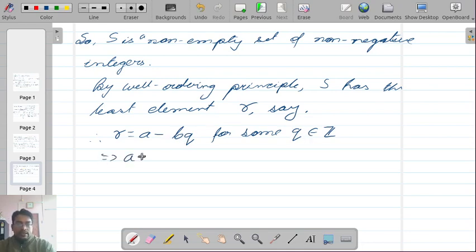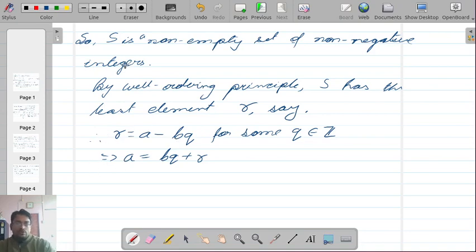So this means A is exactly equal to BQ plus R. So the existence part we have shown. So there exist integers Q and R which satisfy A equal to BQ plus R. Next I have to show the uniqueness part, that R lies between 0 and R is strictly less than modulus of B.